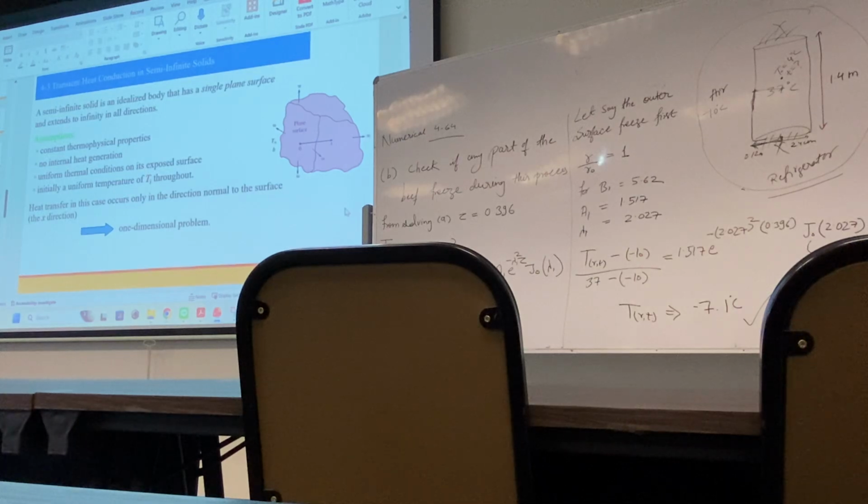Semi-infinite planes, right? What are semi-infinite planes? So Earth can be assumed as a semi-infinite plane.